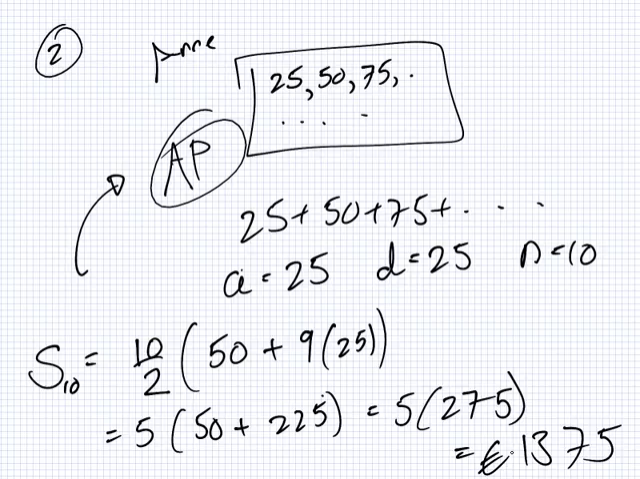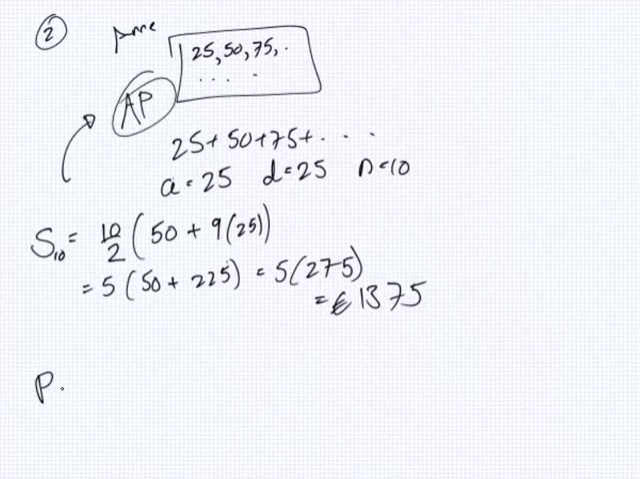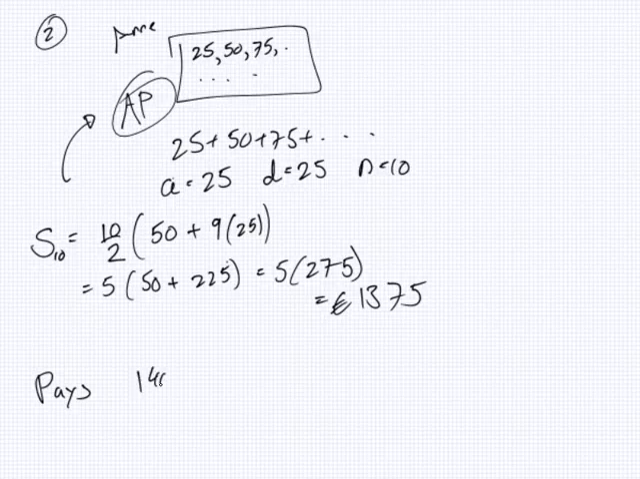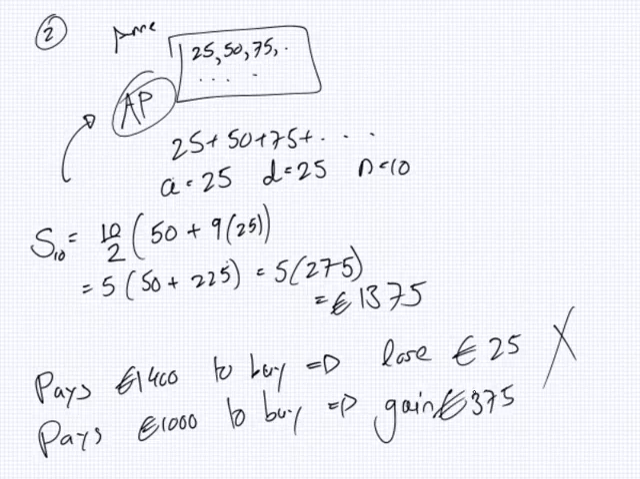That's when you say less. Yeah. Less number. For example, if she pays 1,400 to buy this, then that means she will lose 25 euros. So this is a bad idea. But if she pays 1,000 euros to buy this, then she gains 375. Yeah? So when you buy a bond, it's always less than what it gives you.